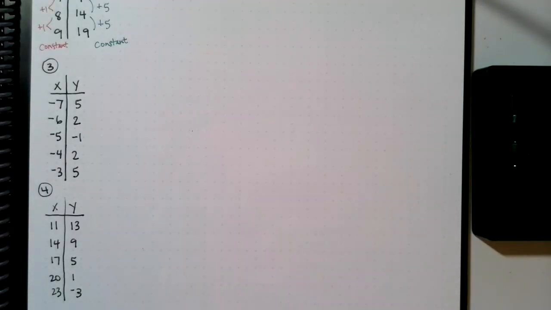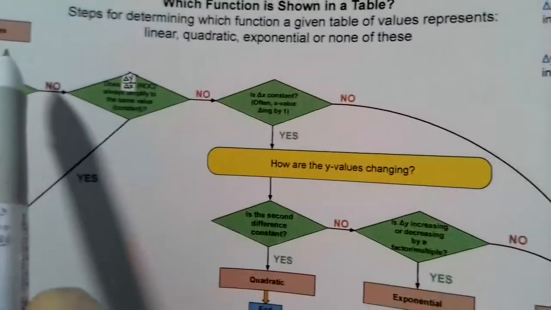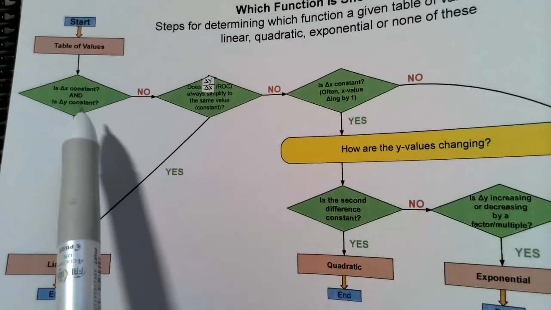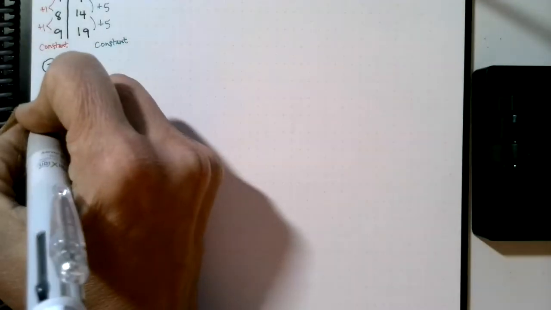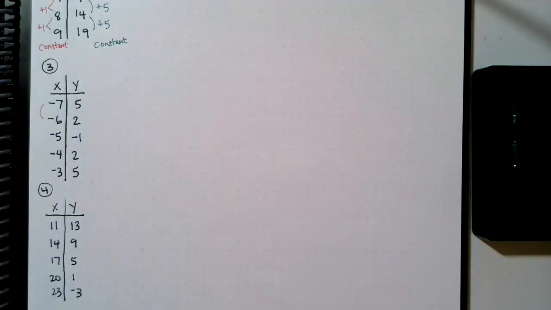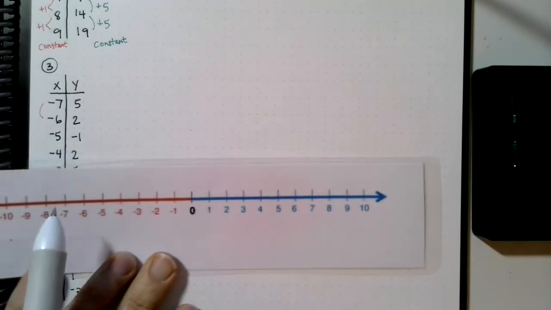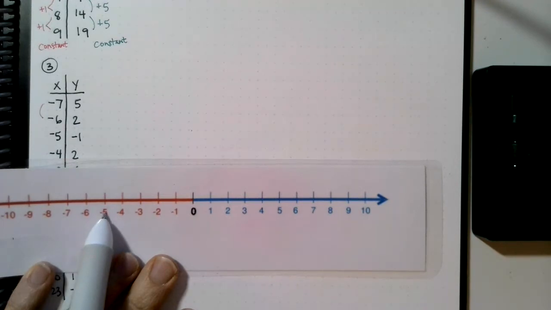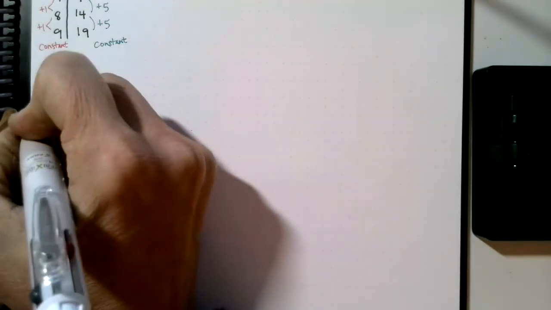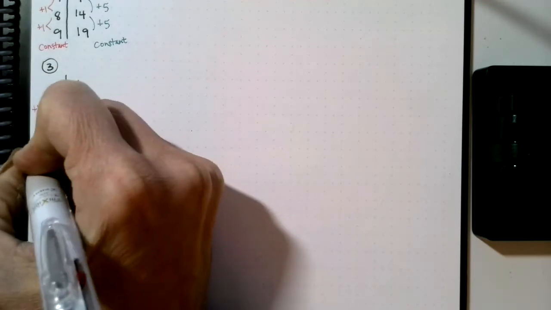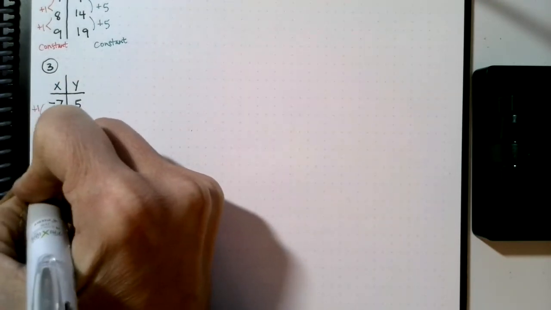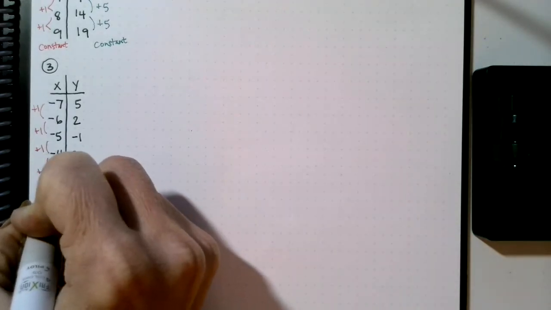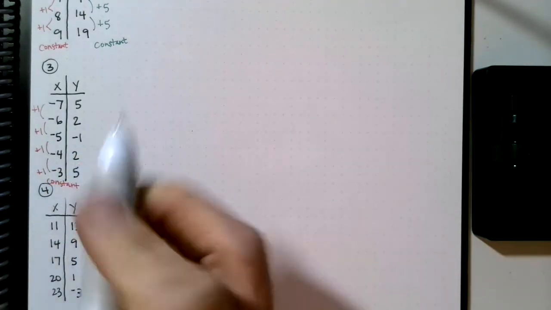Let's take a look at example 3. And again, we will always start with the table of values, looking at the change in Y and the change in X. So from -7 to -6, if you want to look at a number line, -7 to -6 is increasing by 1, -6 to -5 is increasing by 1, and so on. So in this table, our X values are all increasing by 1, so our change in X, we can say, is constant.